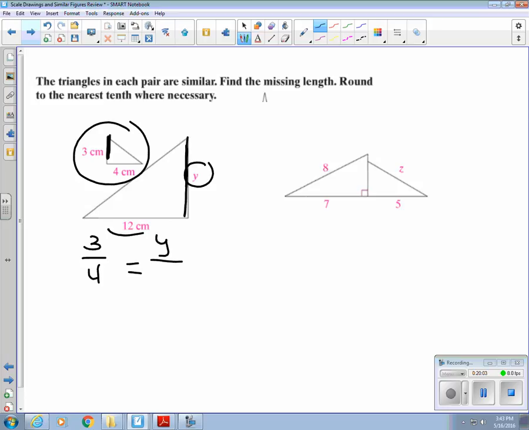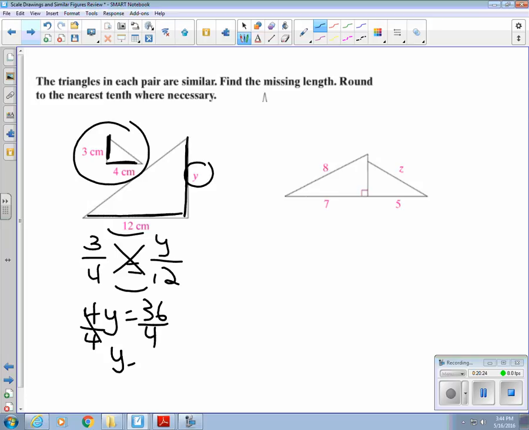And since 4 is on the bottom part of this triangle, and 12 is on the bottom part of this one, 4 and 12 should be in the same position, right? Because they're corresponding. And then we can go ahead and cross multiply. So I'm going to get 4y is equal to 36, and if I divide by 4 on both sides, I'm going to get y is equal to 9.